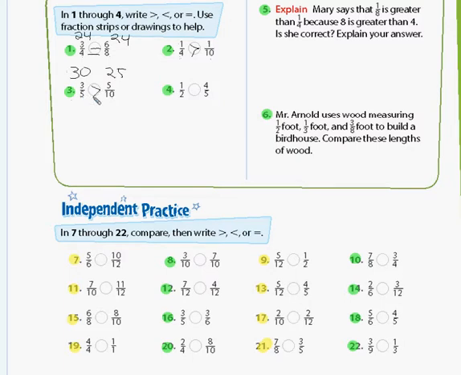Something else we could do is we could also look at this. 5/10 is equal to 1/2 because the numerator is half the denominator. And on 3/5, 3 is more than half of 5. So that means this fraction is going to be larger than 1/2.